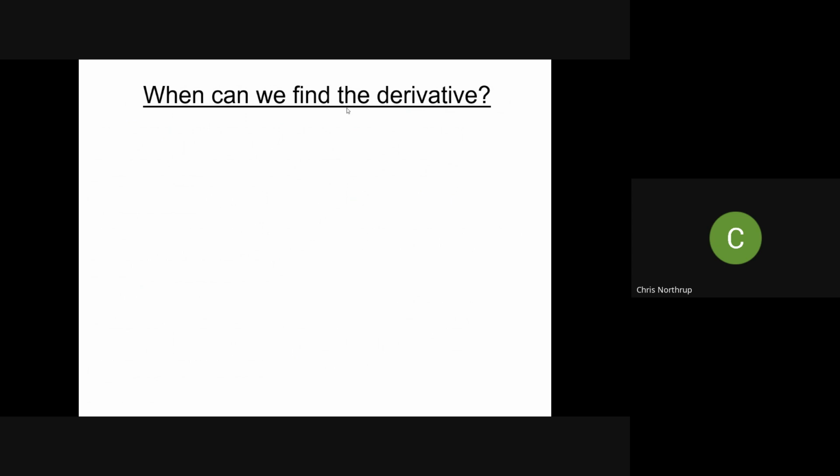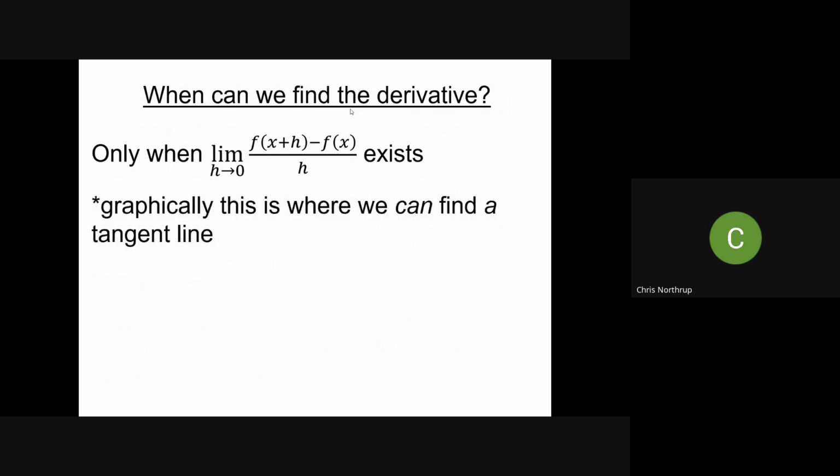Okay, so when can we find the derivative? Okay, so when can or can I not? That's only when this limit exists. Not all limits exist. We've seen plenty of non-existent limits before. So if this doesn't exist, that means that we say the function is not differentiable at a point. So graphically, this means that we can find a, emphasis on the word a, meaning singular, tangent line.